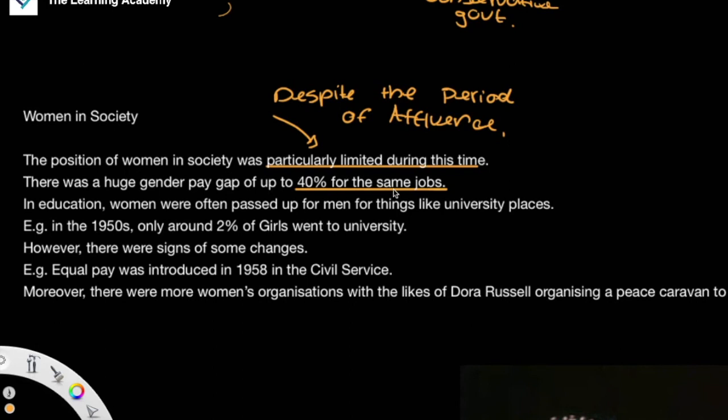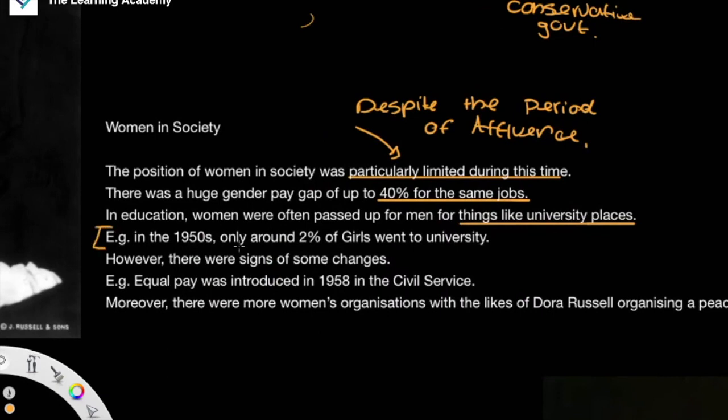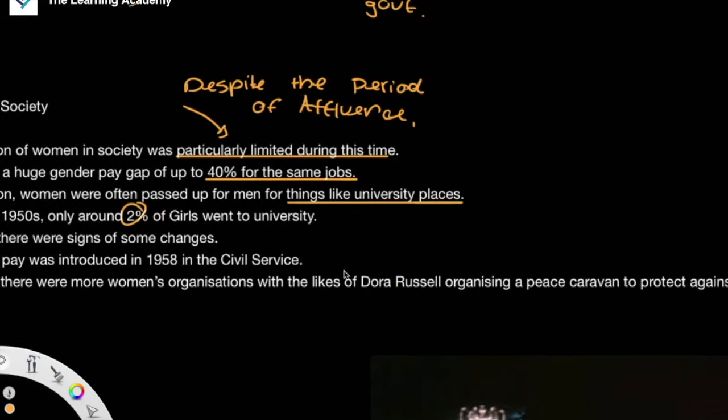In education as well, women were often passed over for men when it came to things like university places. So there was a lot of general sexism within the education system. This is shown by the evidence that in the 1950s, only around 2% of girls went to university. So 2% of all girls within society had a university degree.